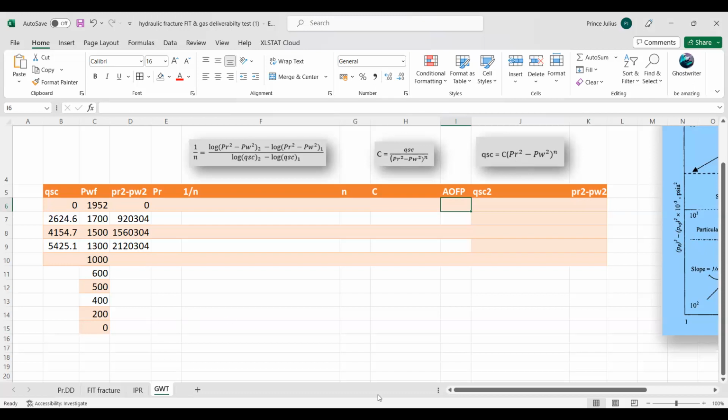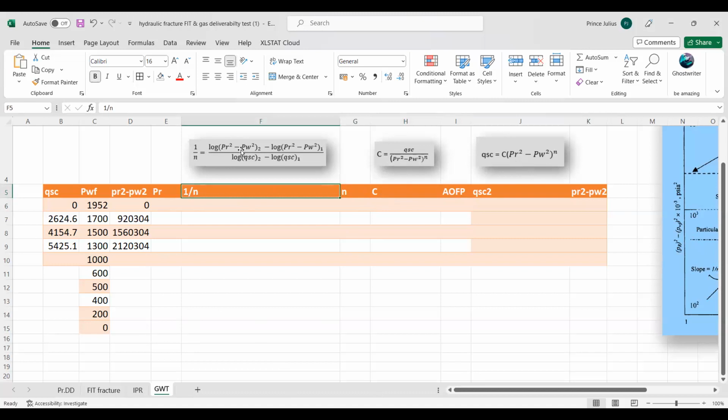Before that, let us try to get the value of 1 by N, N and C. So C is QSC by PR square minus PW square power N. So if you want to get the value of C, you need to know the value of N. So first of all, we need to get the value of 1 by N.